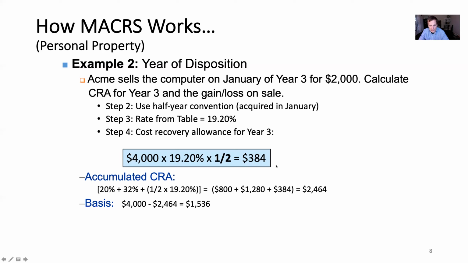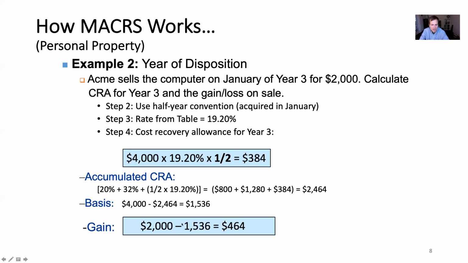Remember we said in year 2 it would have been 1,280, just using the table in the same way. So from years 1, 2, and 3, my accumulated depreciation is 2,464. That means my initial basis minus accumulated depreciation gives an adjusted basis of 1,536. So now my amount realized minus adjusted basis gives me a gain of 464, which would be taxable.